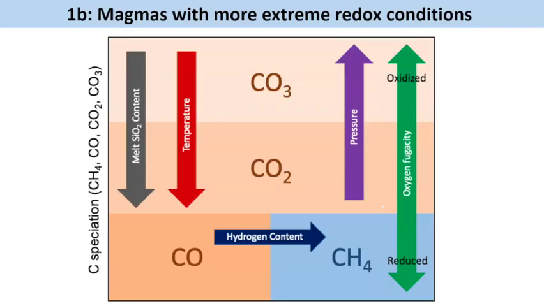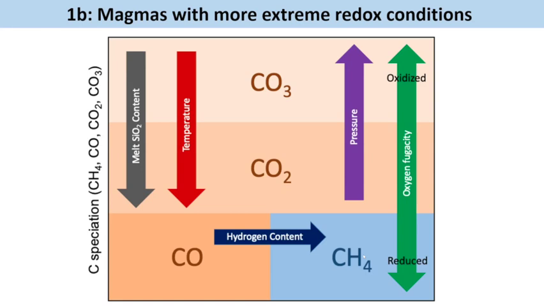There are then other concerns. This is a helpful diagram from Kayla. You can basically see that as you change your oxidation state, you change your C species from carbonate to molecular CO2, and then all the way down to CH4 as well.